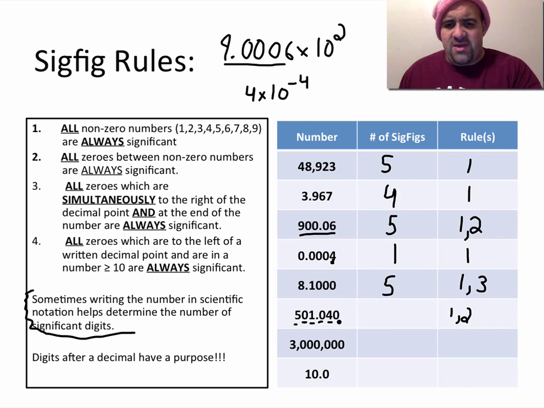And what about this zero at the end? Well, all zeros which are simultaneously to the right of a decimal point and at the end are significant. This is to the right of the decimal point. It's at the end of a number. So that is significant per rule 3. So there are 6 significant digits in that.